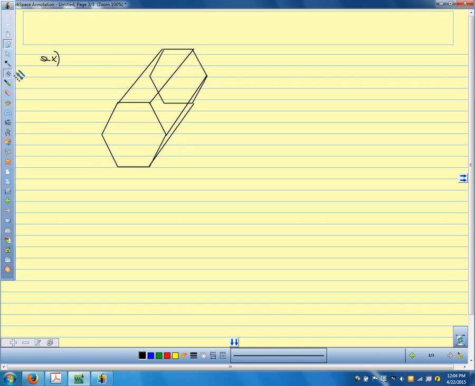All right, there's this prism, and I'll connect these. There's my lines, the edges that we can't see. And let's say this side is 2 inches, and this is 10 inches. All right, so we want to find the volume.